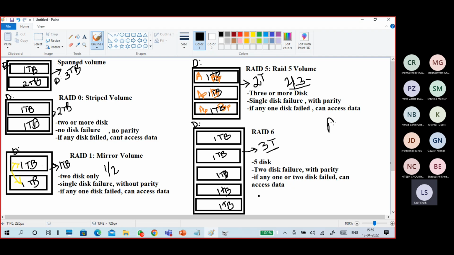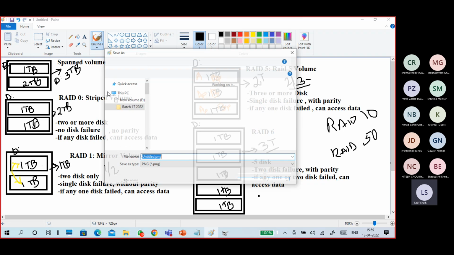Not only this, guys, there is RAID 10, RAID 50 is also there. RAID 10 is nothing but a combination of RAID 1 and RAID 0, and RAID 50 is a combination of RAID 5 and RAID 0. RAID 10 doesn't mean ten. It means mirror plus striped. 50 means RAID 5 plus striped. So these are the basics of RAID.